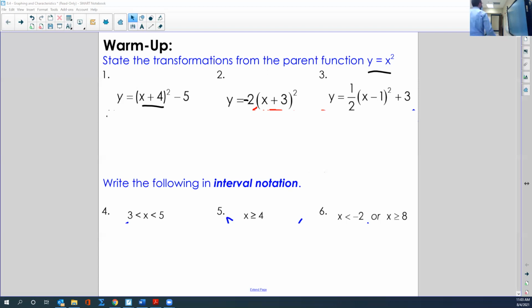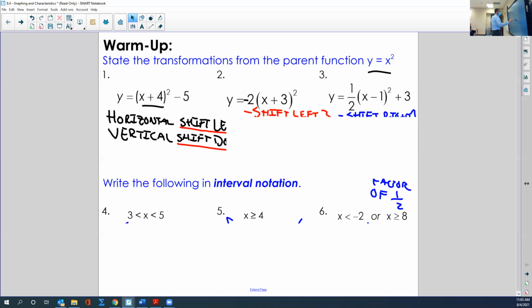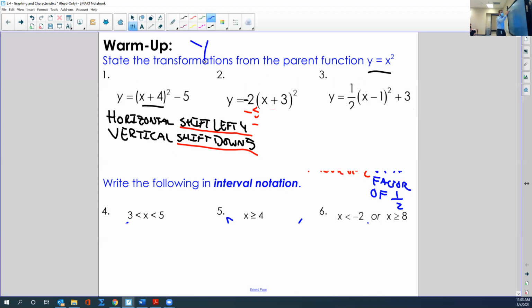All right, so for this first one, you should have a horizontal shift left 4 and a vertical shift down 5. So you have the vertex form, which has A, H, and K. I'm going to break this down in a second, so you don't have to copy that part down. But we don't have an A value.